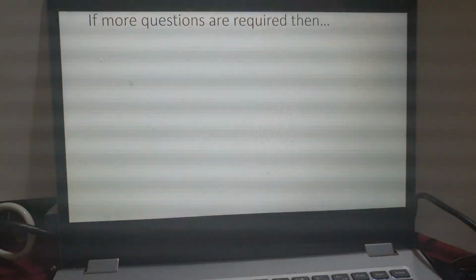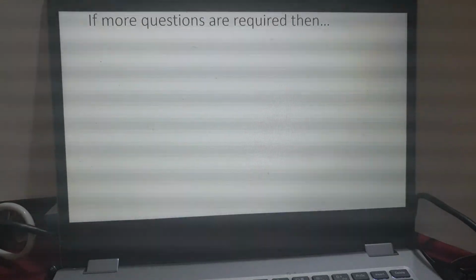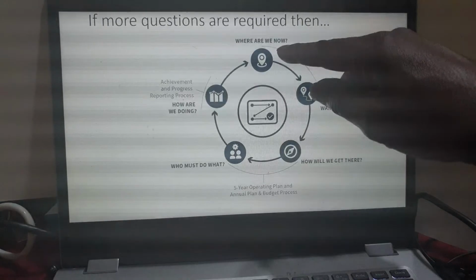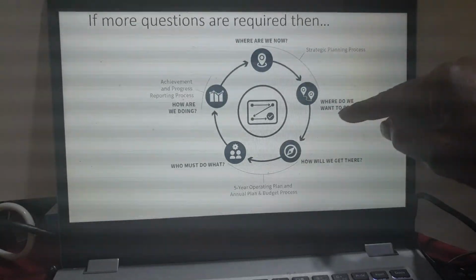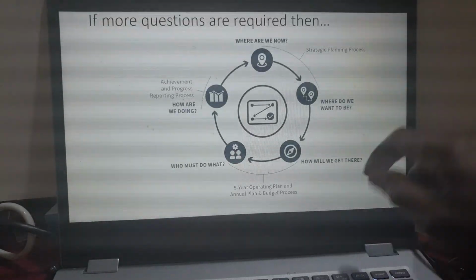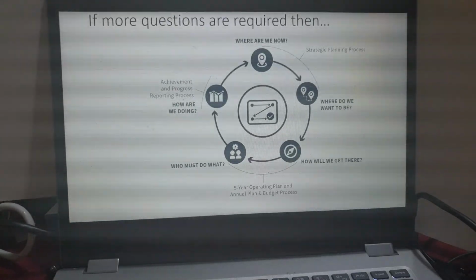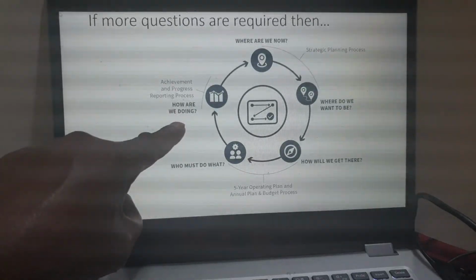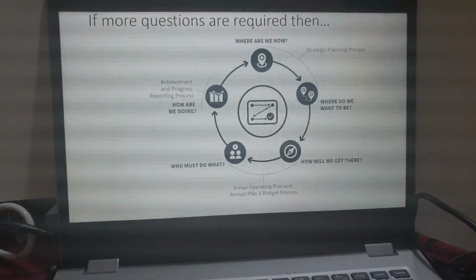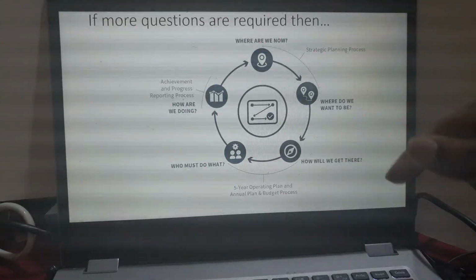Now, if you want to go beyond the 3 questions, then you might find questions like, okay, we already have where are we now? Then where do we want to be? And then how do we get there? Then you can add on other questions. Who must do what? Now that's the planning. How are we doing? That's the monitoring and evaluation. So yes, you can now add on, but there's now the add-on questions.